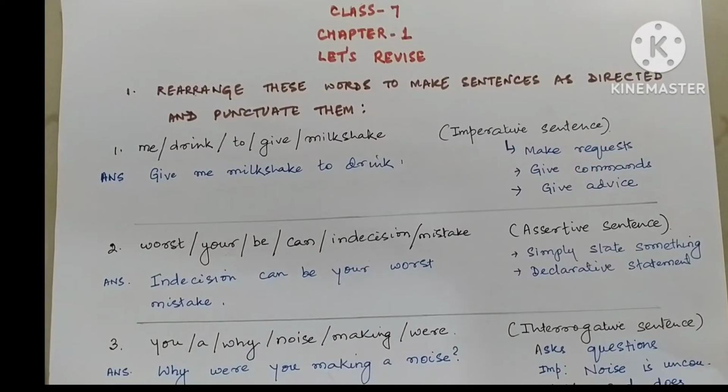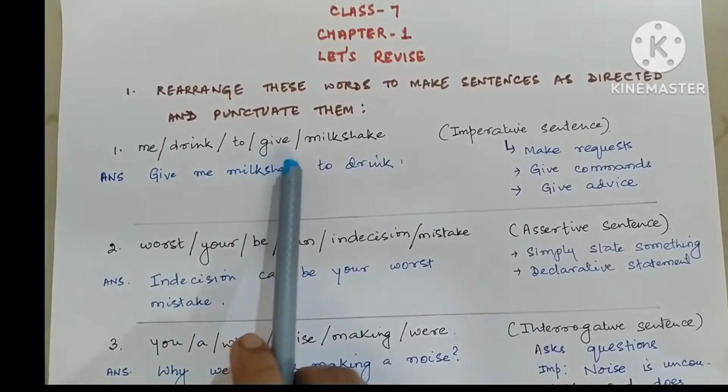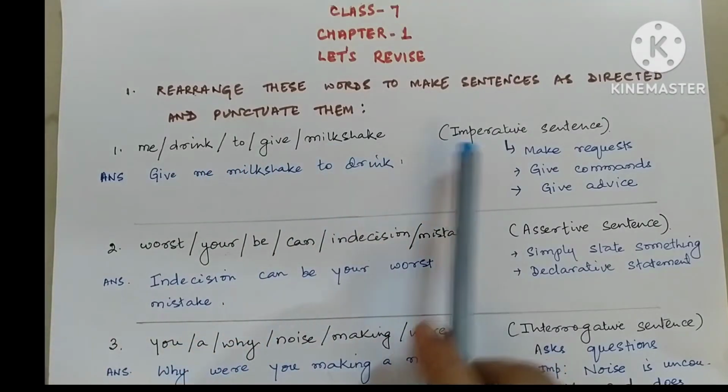Today we are going to do chapter 1 of the Superb English Grammar book. Let's revise. Question number 1. Rearrange these words to make sentences as directed and punctuate them. Number 1. Me, drink, to, give, milkshake, as an imperative sentence.